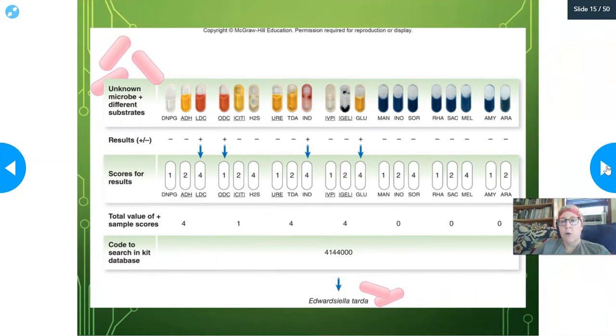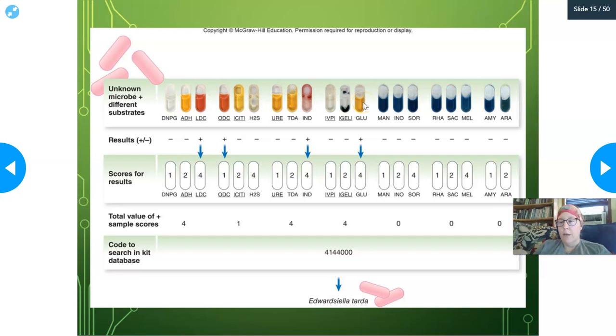This is a typical biochemical test. First, you would have the microbe grown out on a plate. You would pick some of the colony that you're trying to identify and make a suspension of it in sterile water. Then you put an equal amount of that suspension in every one of these wells. All of these wells get an equal amount of this bacteria.